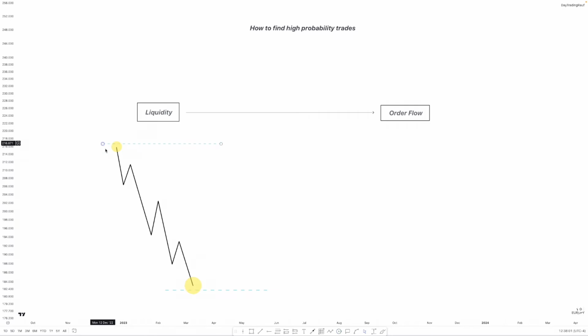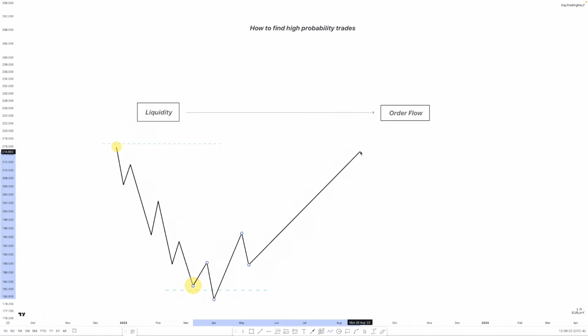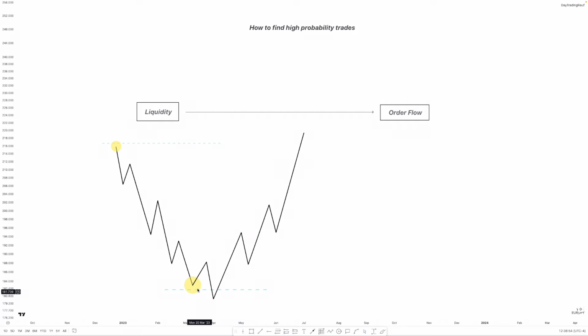You can see price failing to trade above this high and this low. However, if we take out one side of the market, so we go lower and take out the external low, we can look to target the external high. And this is where order flow will start coming into the picture. You can see that we took out the external low and price started to trade higher.